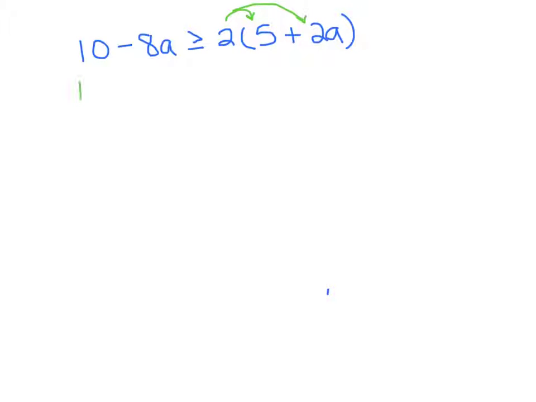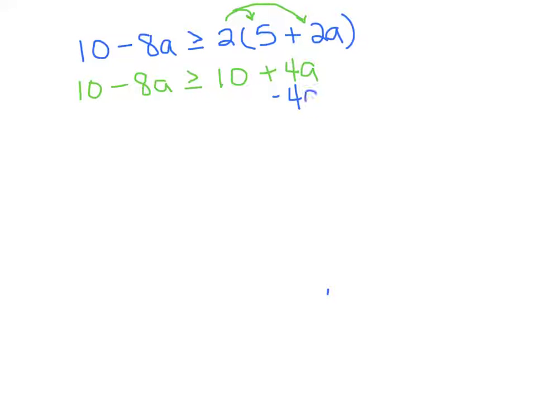Let's do 10 minus 8a is greater than or equal to 2 times 5 plus 2a. Alright, so first we write down the inequality. This time, first we're going to have to distribute. So this side over here is just waiting, so we just bring it down. Bring down the inequality, distribute the 2. 10 plus 4a.